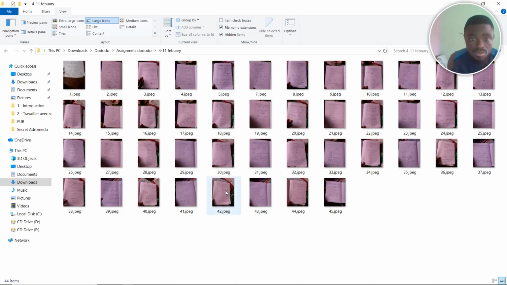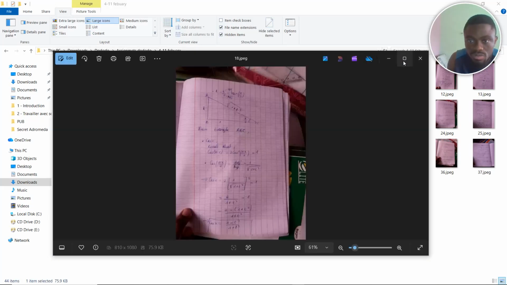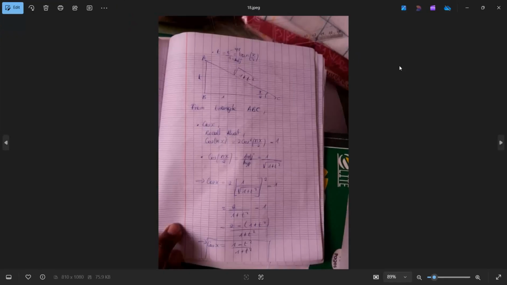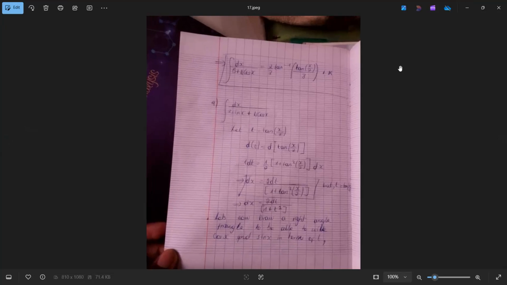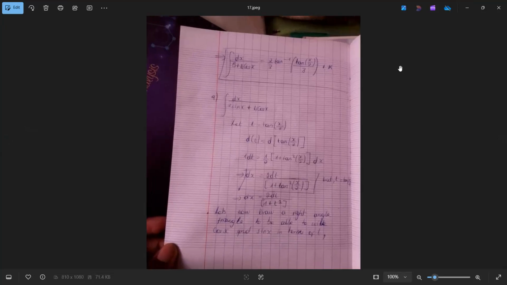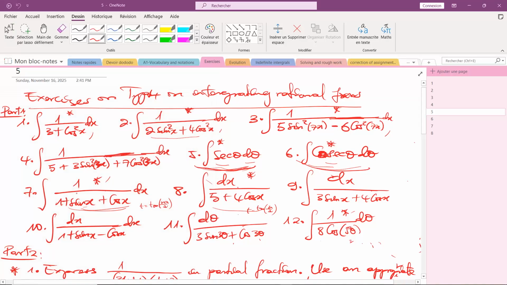You understand? Okay, let's go for example to image 18. You go to your textbook. You were integrating, which exercise is it again? Yes, this exercise, question 9. You were doing question 9, the integral of dx over 3 sine x plus 4 cos x. So this is question 9. This is what you were doing.